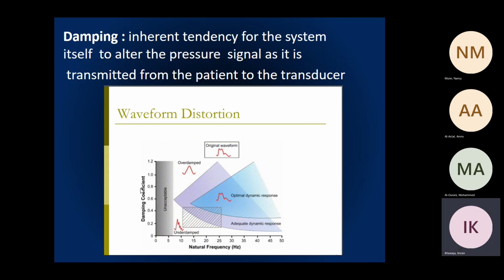So again, damping, as a concept, is an inherent tendency of the system. As the signal is transmitted from the patient to the transducer, there will be some tendency to alter the pressure. And that's where the concept of the damping coefficient and natural frequency comes in. This is where you want your system to be. This is what we call optimal dynamic response. If not, you might encounter either an overdamped or underdamped system, with the waveform having a different appearance or configuration.